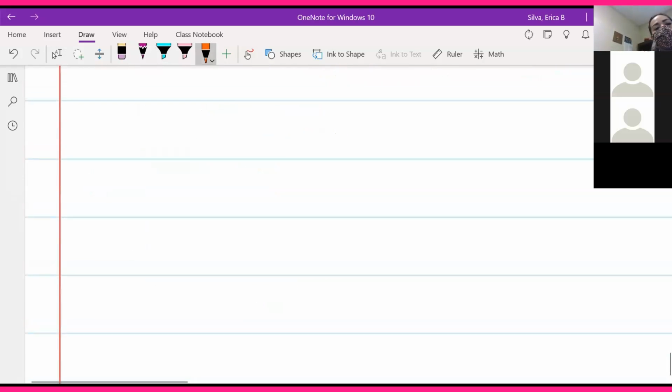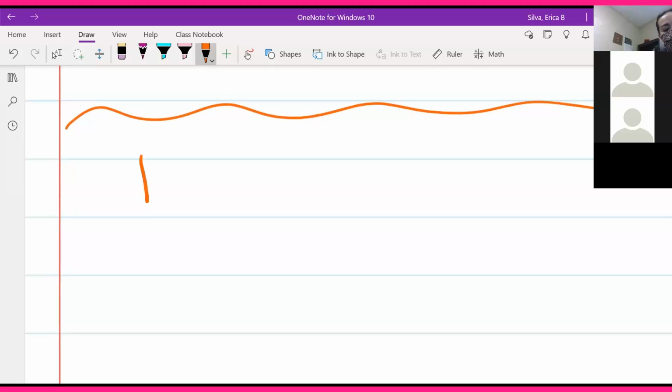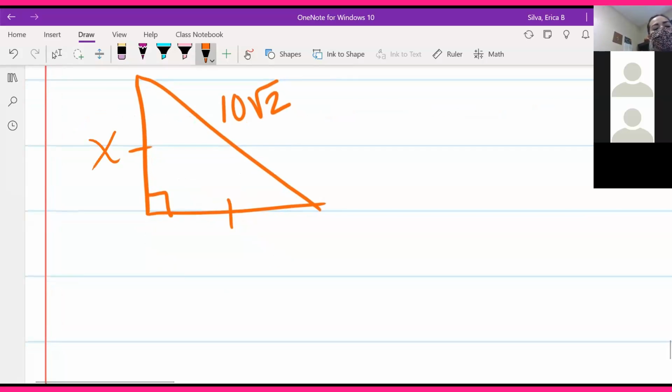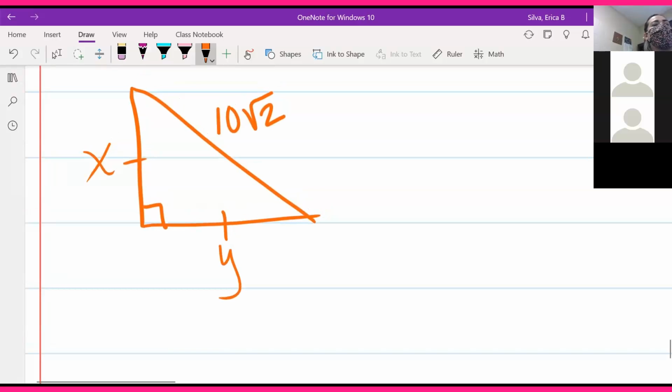Okay, we're going to do one more with the hypotenuse. Let's say this is 10 square root of 2. What would be the length of x and y? Tell me in the chat, please. And those of you in class, if you can let me know also. Good job, Axel. Yep, good job. Yep, good job, Jackson.